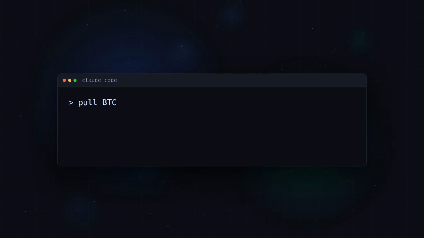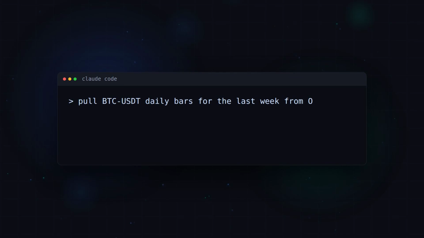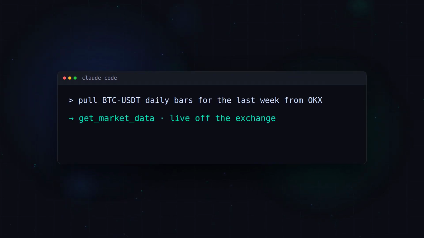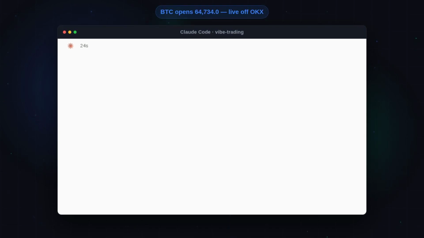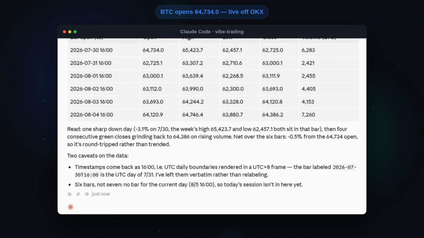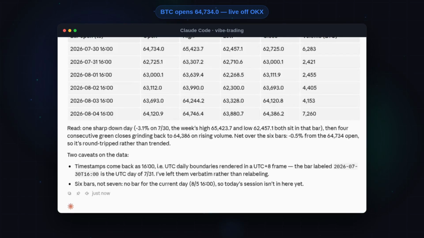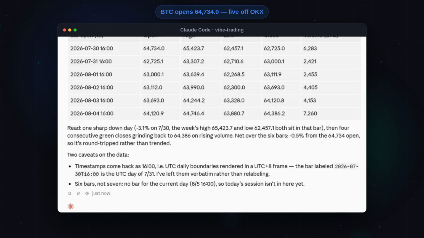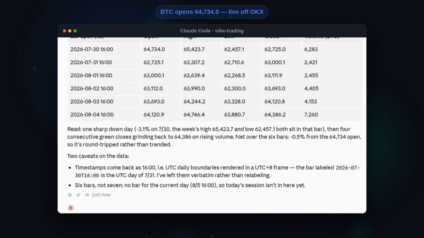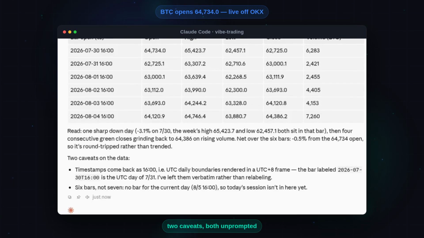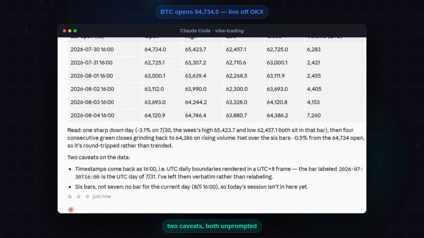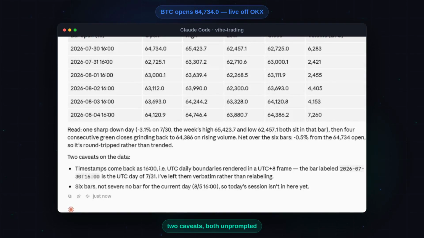Next, real data. Pull BTC-USDT daily bars for the last week from OKX. Same interface, same sentence-shaped ask, except now it is reaching a live exchange instead of a reference table. 6 rows come back, straight out of the exchange: opens, highs, lows, closes, and volume. And then it argues with its own output. The timestamps land on a UTC plus 8 boundary, so it says so instead of quietly relabeling them. And there are 6 bars, not 7, because today's session has not closed yet. Nobody prompted either of those. It fetched the data and then told me how to read it.